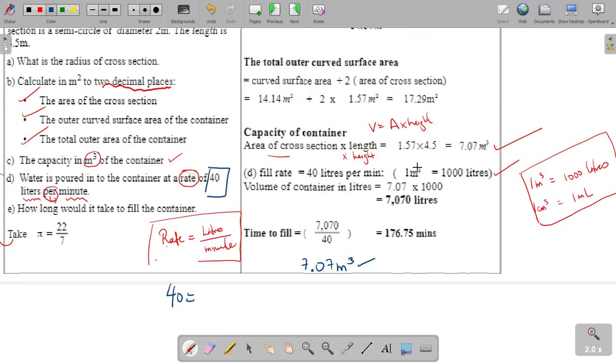How do we do that? 1 meters cube is 1,000. Anybody could tell me if we should multiply or divide by 1,000 to change it? Everybody. We got 21 people here. I need everybody to tell me which one we should do. Multiply or divide to change from meters cube to liters. I'll watch in the chat.